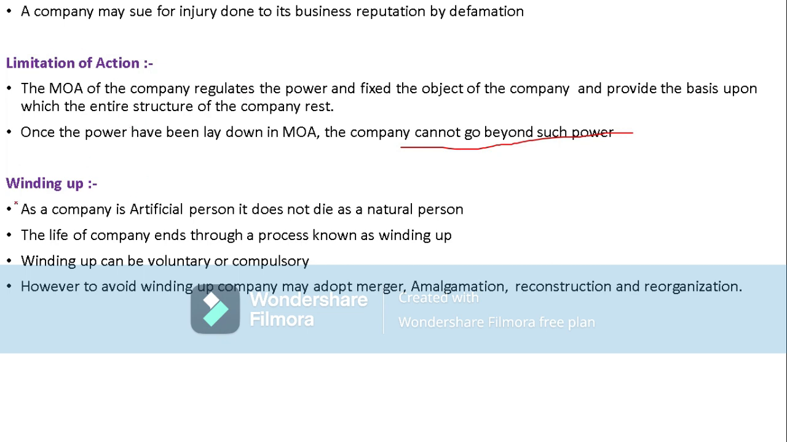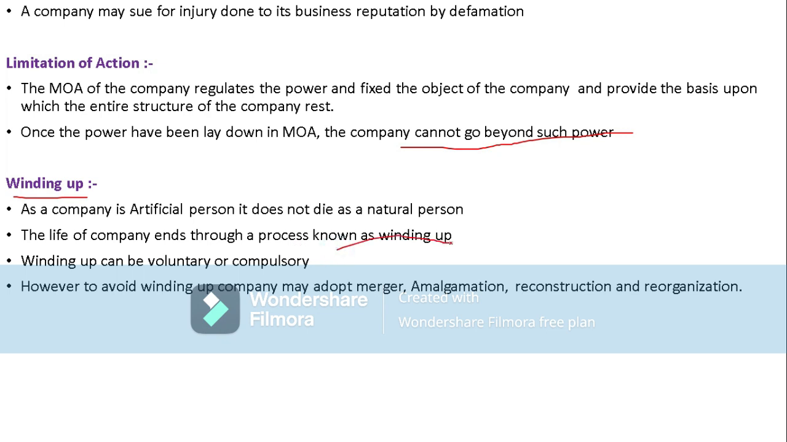Now coming to winding up. Winding up means we are ending the life of a company, closing the company. We are not able to sustain in the market, we are not able to run the company, so we are going for winding up. As a company is an artificial person, it does not die as a natural person, therefore the life of a company ends through a process known as winding up, right?